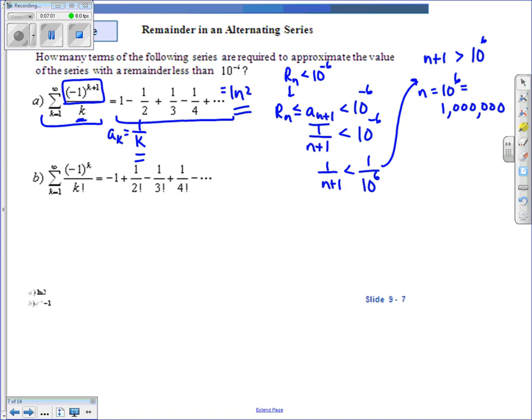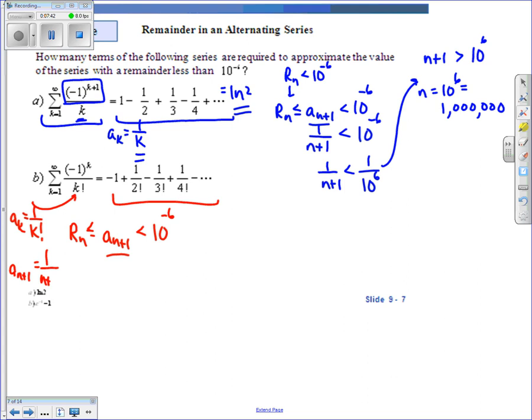Okay, the next one. I want to find how many terms I'd need to add so that this series will be within 10 to the minus 6. Well, I know the remainder is less than or equal to the a sub n plus first term. If I want that remainder to be less than 10 to the minus 6, I can choose the n plus 1 so that a sub n plus 1 is less than 10 to the minus 6. Well, this rule here tells me that a sub k is equal to 1 over k factorial. So that means that a sub n plus 1 is 1 over n plus 1 factorial.